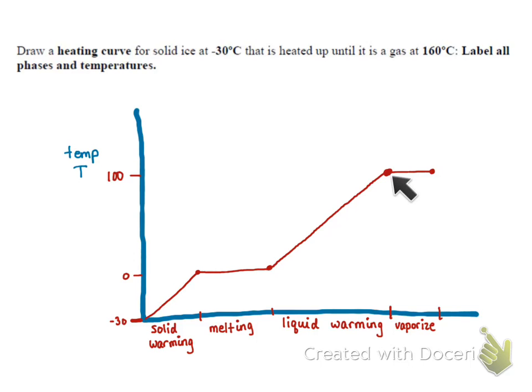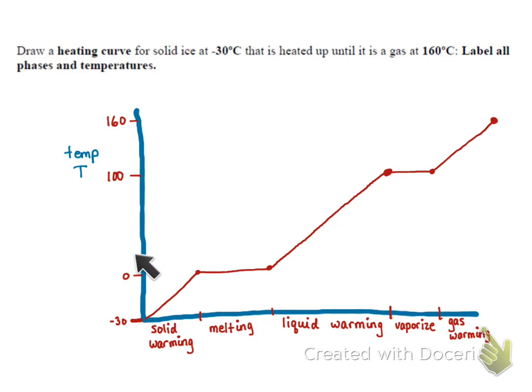Once it gets up to 100, we are at the boiling point, and then it can vaporize or boil. Same thing: phase change, temperature is constant, vaporizes. And then once everything has vaporized, then the temperature can continue to increase, and in this case it's going to go up to 160.